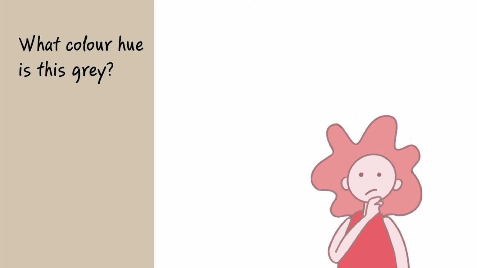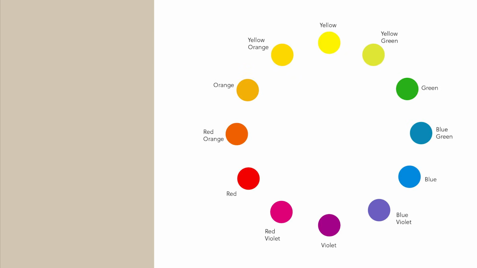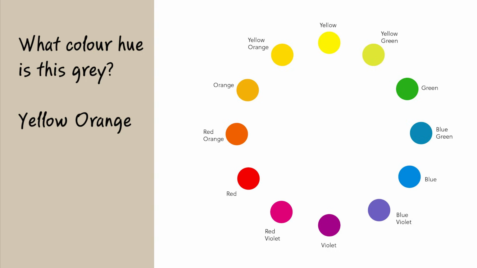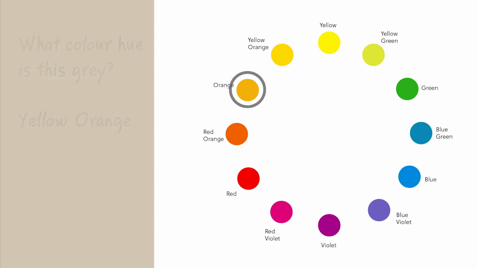All I need to do then is identify what colour hue I think I see in my grey. If I am struggling, this time I will hold up a white card and ask myself, can I see yellow, red or blue? Once I have identified the hue I see, I then use the colour wheel to tell me which colour pairing I need to put it with.